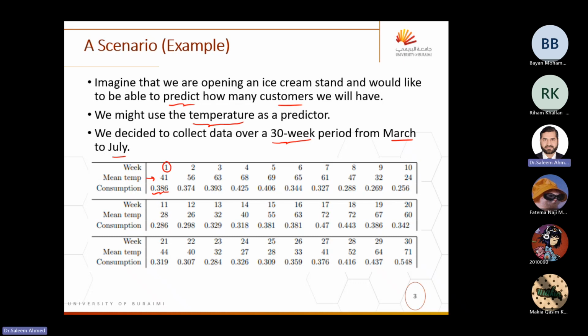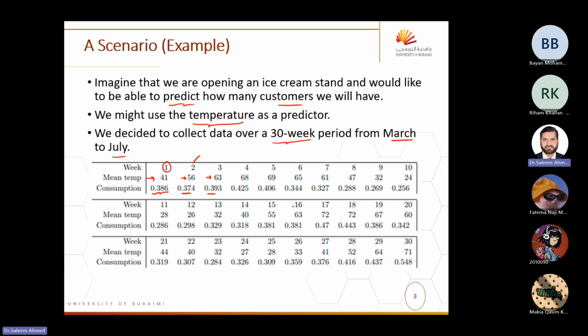So this is the consumption of ice cream. Second week, my temperature is a little higher, but almost the same consumption. Third week, temperature is even higher and the consumption is also a little higher, right? So see, for different temperatures, we are getting different values.